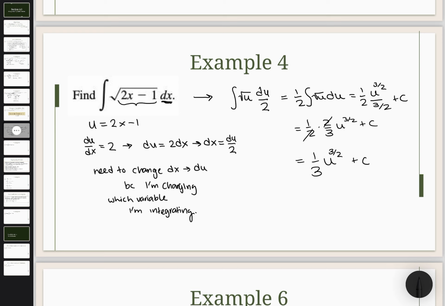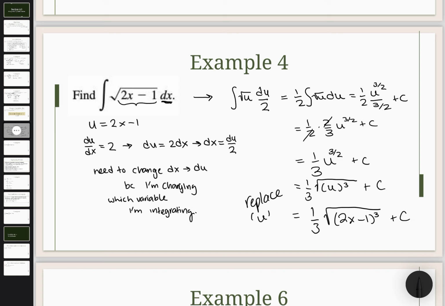If you wanted to rewrite that even nicer, you could say 1 over 3 square root of u to the 3rd. Your final step, replace u with your original function. So I have 1/3 square root of 2x minus 1 cubed plus c. And that is your final answer. Folks, you will see some problems that have the fractional exponent left in them. In this section, we won't always convert it back, but it is still good practice to convert it back when you can. Guys, you're halfway through.